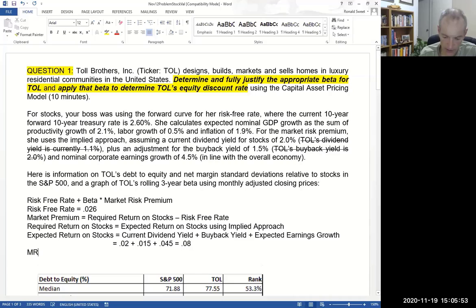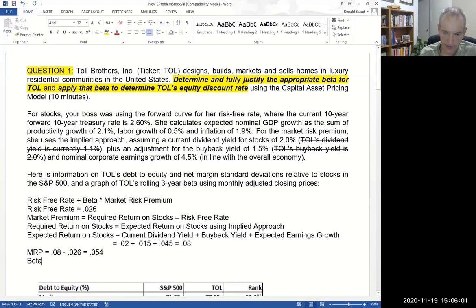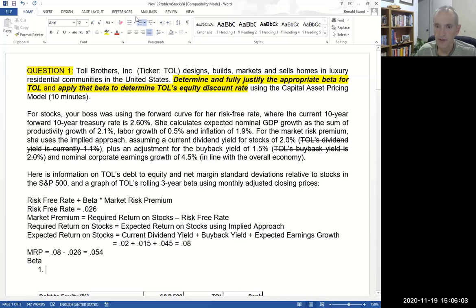So it gives you a market risk premium of 8% minus 2.6%, so you get a market risk premium of 5.4%. And then for your beta, remember you have to have 4 steps here. You got to talk about the type of company that it is, its revenue sensitivity. So this is obviously a cyclical company. They build houses.